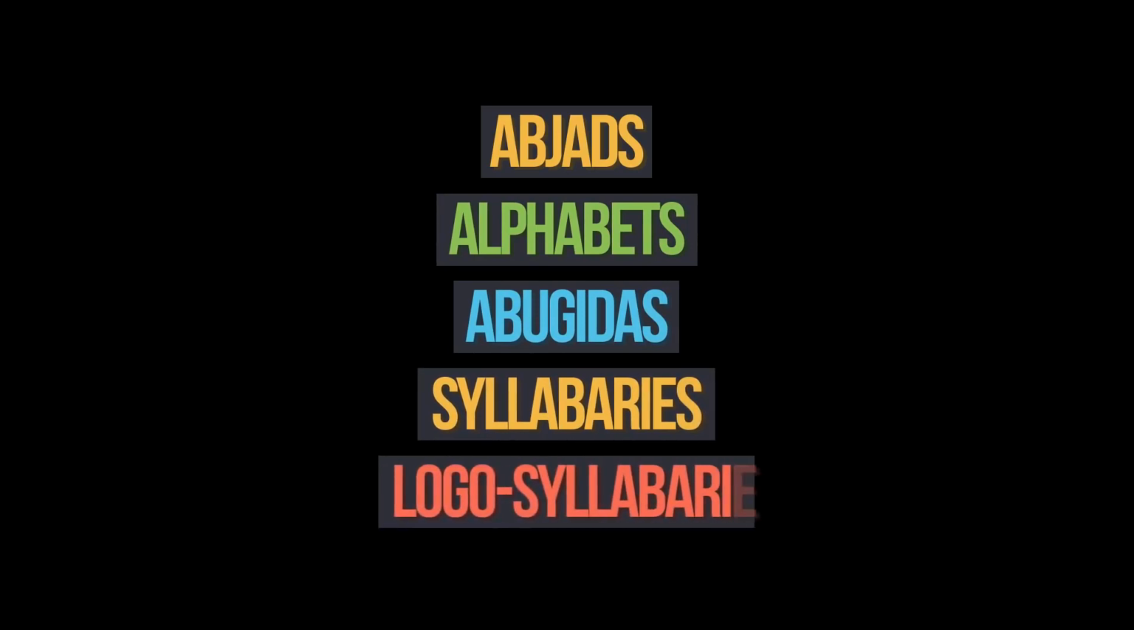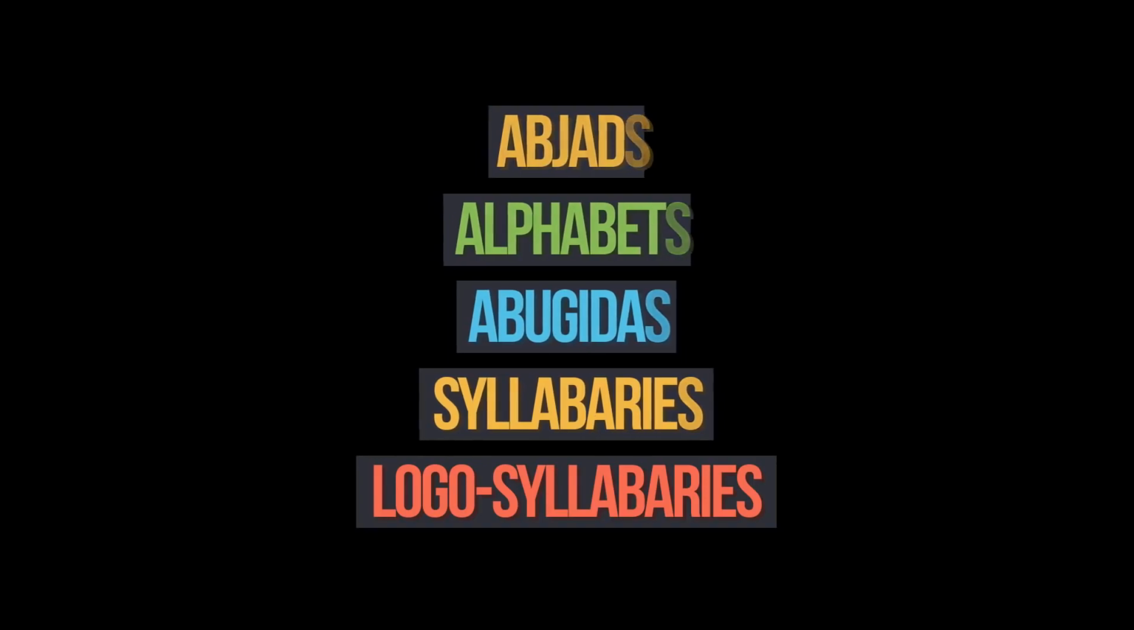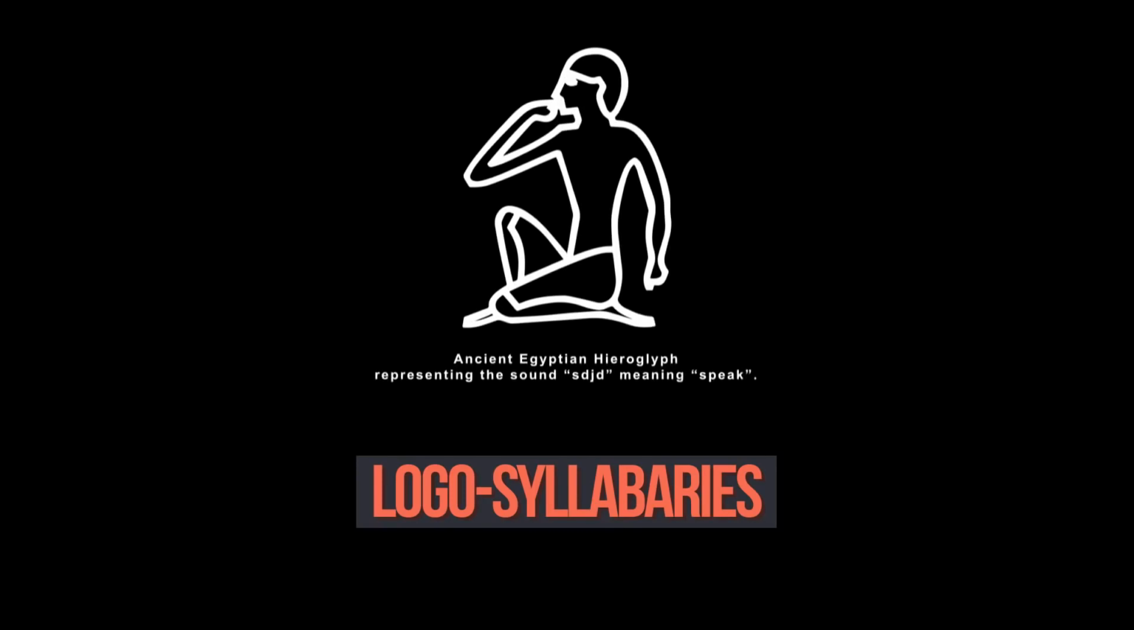So the first thing you need to know is that not all writing systems are alphabets. In a previous video, which I'll link to in the description, I talked about 5 main types of writing systems. Of these 5 types, the earliest one to develop was the logosyllabary. A good example of a logosyllabary is ancient Egyptian hieroglyphs.